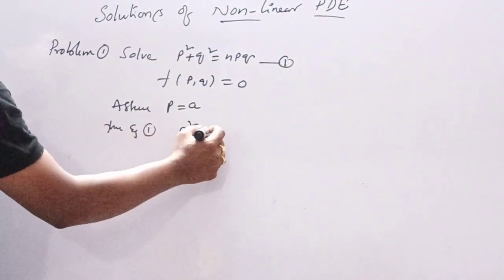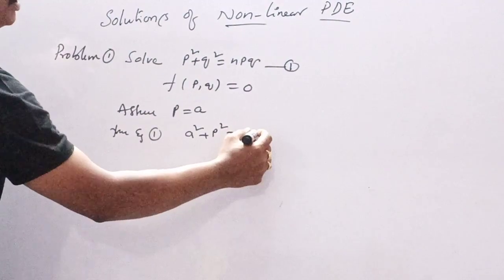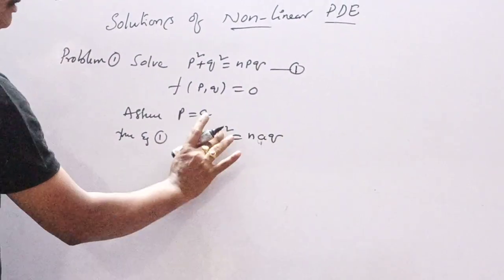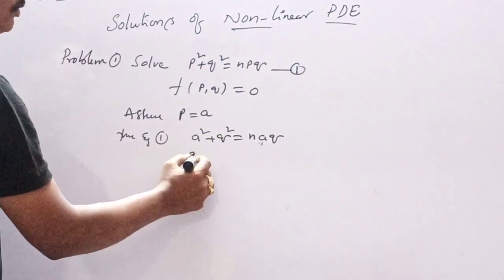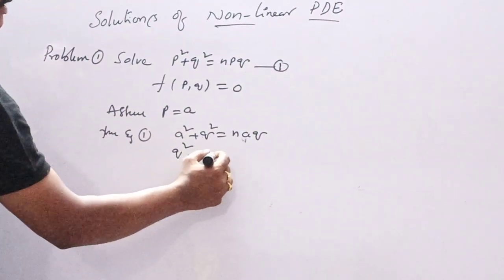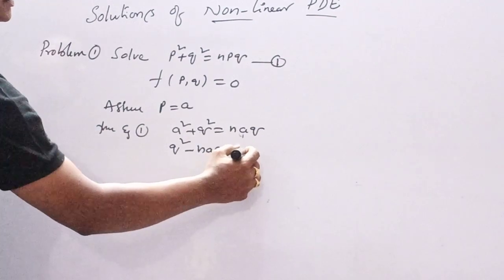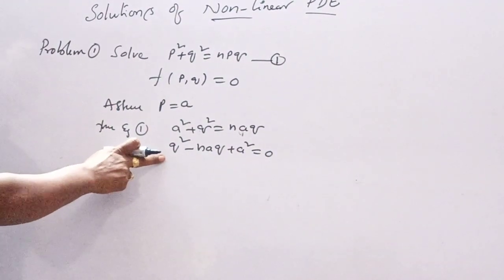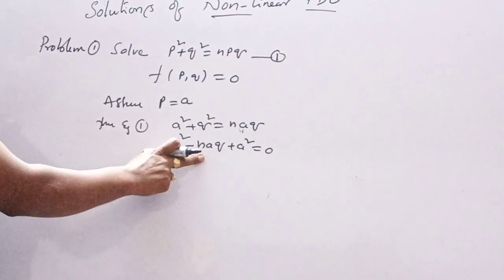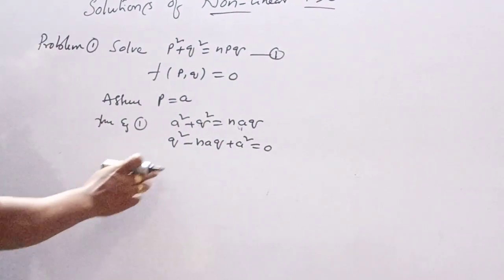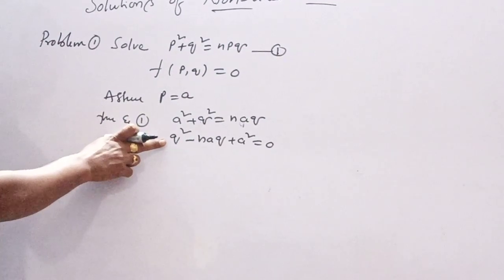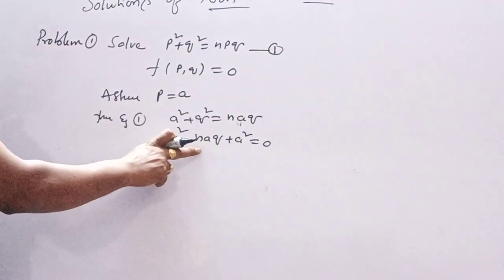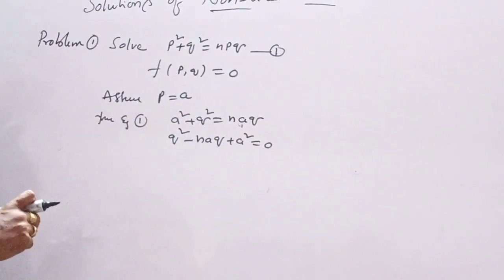From equation 1, placing p equal to a, this is a² + q² = naq. Rewriting, q² − naq + a² = 0. It is a quadratic equation in terms of q, of the form ax² + bx + c = 0. Here x equals q, a equals 1, b equals −na, and c equals a².